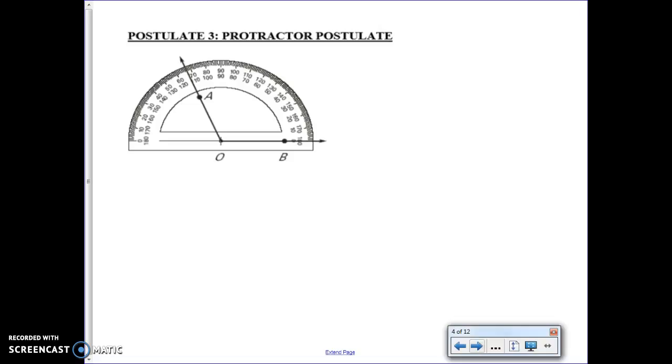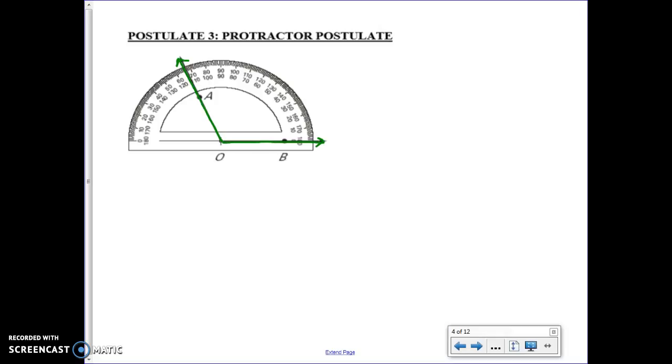Okay, so what we're looking at now is the protractor postulate, and there's a protractor already on your paper. This is showing you how to line up your protractor. So we line it up with 0 or 180 right here, and then we look to the other side here to see where this lies.